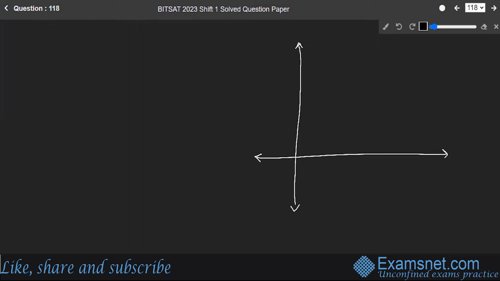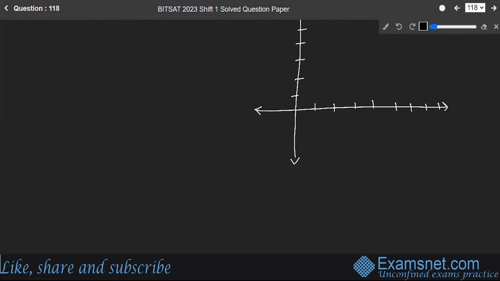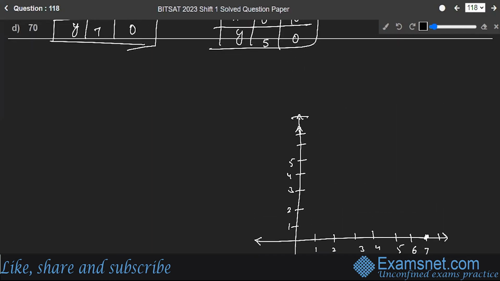This is the graph. Here are the points 1, 2, 3, 4, 5, 6, 7, 8, and 1, 2, 3, 4, 5, 6, 7, and 8. So first of all you had to find out the point 0, comma 7. So this is 1, 2, 3, 4, 5, 6, 7. One is this point 7, comma 0. Let's say this is point C, and this is 1, 2, 3, 4, 5, 6 and 7. So this is the point 0, comma 7. Let's say this is point A.